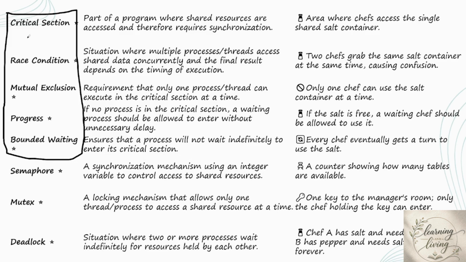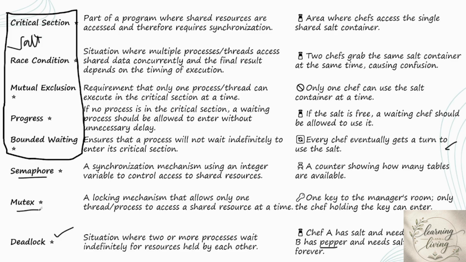And then we understood about the critical section, that is about the salt container, race condition, mutual exclusion, progress, and bounded waiting. You can just check out the definitions of whatever we have discussed here. A semaphore is like a counter showing how many tables are available, and a synchronization mechanism using an integer variable. Deadlock is a situation where two or more processes wait indefinitely for resources, like a salt and a pepper.